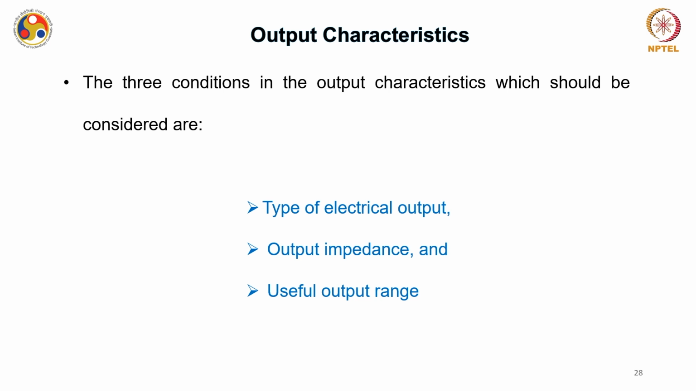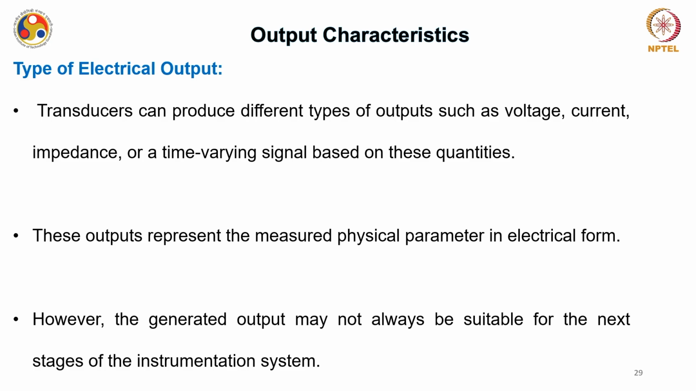All right. Another characteristic that the end user should see for a transducer is the output characteristic of the transducer. Three conditions in the output characteristic should be considered: the type of electrical output, because you have to take care of the subsequent steps, as the transducer output may not be the end goal of the user. You may want to cascade it with an amplifier or something for the subsequent stages. The second is the output impedance, and the third is the useful output range. So you have to consider all these three output characteristics while considering a transducer.